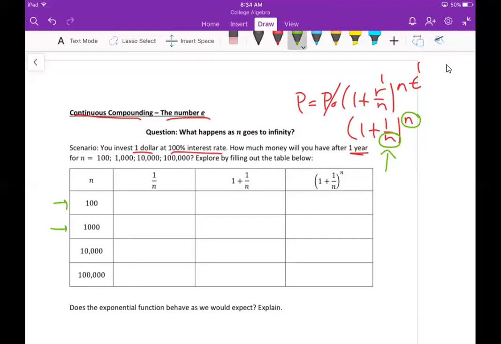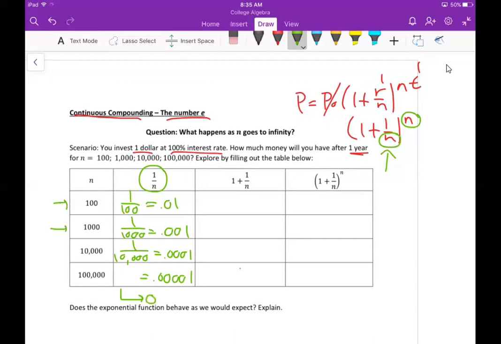So think about what's happening, first of all, to that 1 over n and the growth factor. As I keep dividing my interest rate by the number of times I'm compounding, something interesting happens here. 1 over 100, I'm adding in 0.01 with each compounding. 1 over 1,000, and now I'm adding in only 0.001 with each compounding. 1 over 10,000, and I'm adding only in 0.0001. 1 over 100,000, and I've got 0.00001. So this is going off to 0 as n gets bigger and bigger.